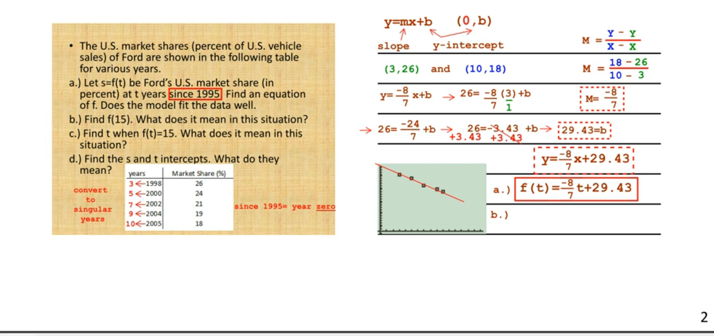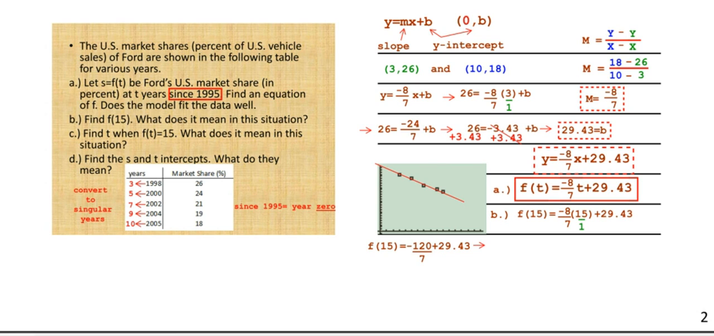Well, that implies that the x value is 15. So f at 15, we replace the t value, which is the x representative. So now we have negative 8 over 7 times 15 plus 29.43. Let's put a 1 underneath that 15 to make it easier to multiply the fractions. So f at 15 equals, we have negative 8 times 15 gives us negative 120, and 7 times 1 gives us 7. So there's our new and simplified expression so far.